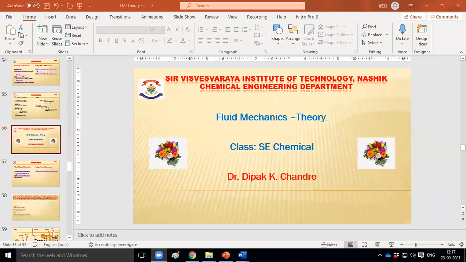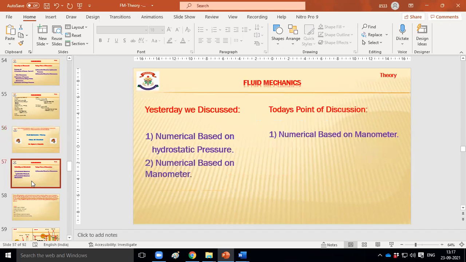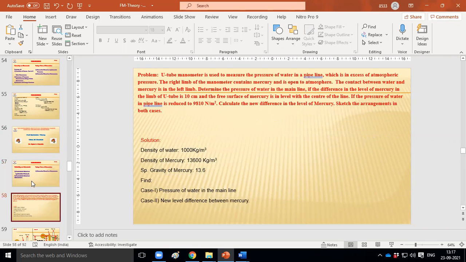So good afternoon. In the last lecture, we discussed the numerical based on the U-tube manometer. Two cases: initially we find the pressure in the pipeline, and in the second case, we need to find the level difference between the mercury if the pressure is reduced to 9810. We continue the second case of that numerical. Is this numerical visible?